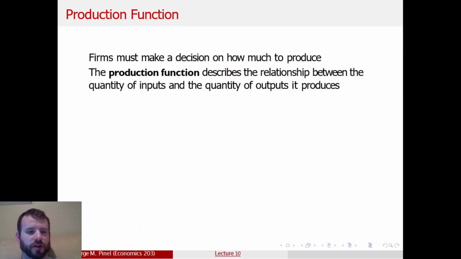So if your hours worked went from 11 to 12 and your deep fryer stayed the same, you should see an increase in your output. And that's what a production function will do. It'll map, using a function, the input to the output.